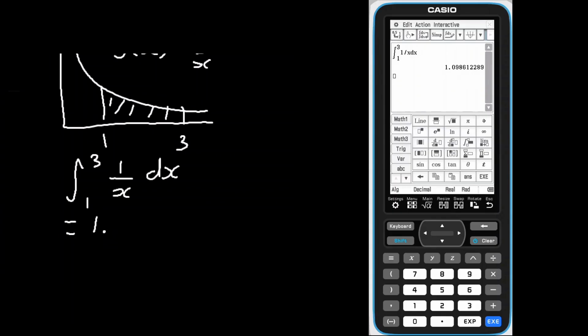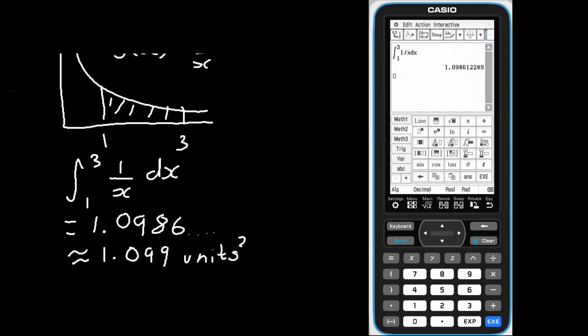Now it says it wants it correct to 3 decimal places, so I normally write it like this, and then get the approximation to say it's 0.99, and then units squared.